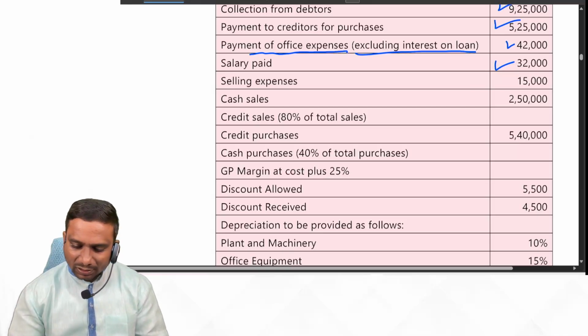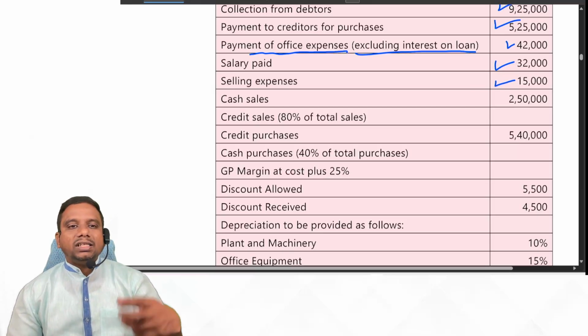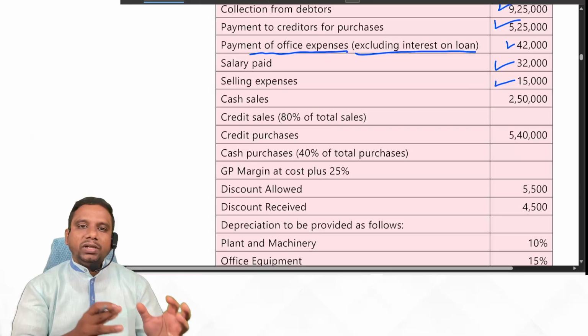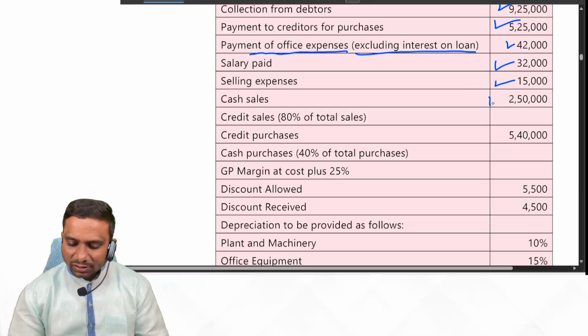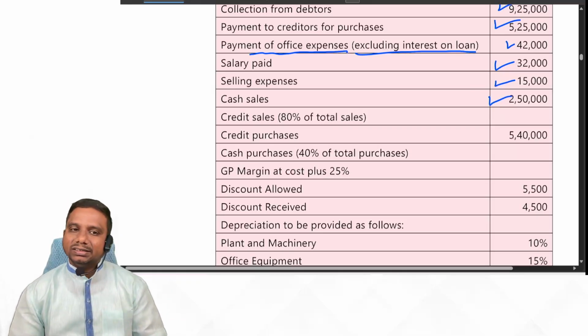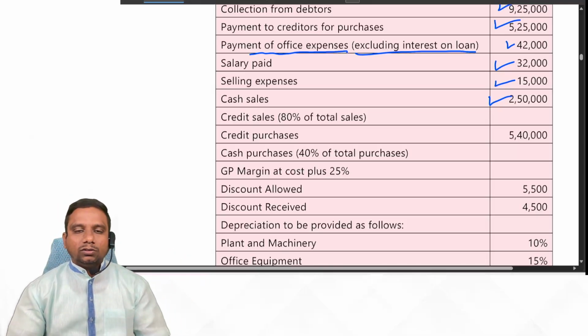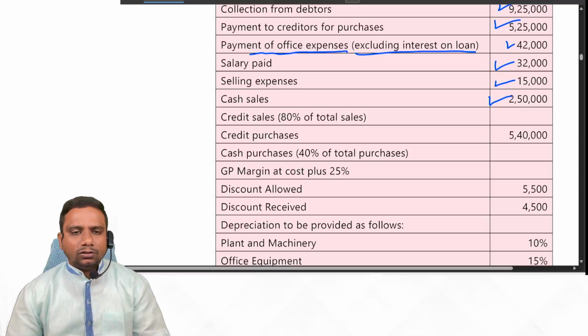Yes or no? Next one, selling expenses. Same. Selling expenses account debit to bank account. So bank account credit side, general account debit side. Cash sales. What's the entry we record? Bank account debit to sales account.